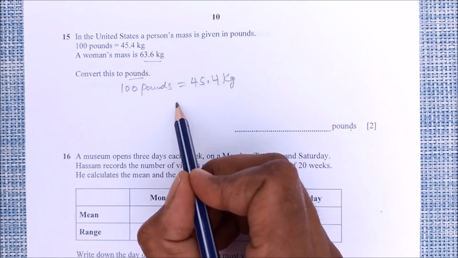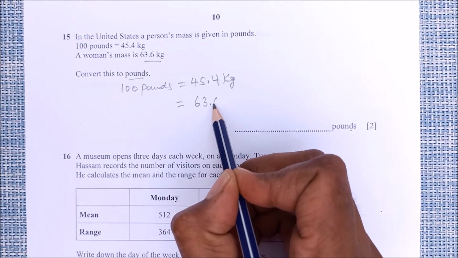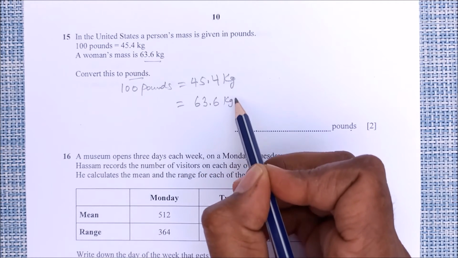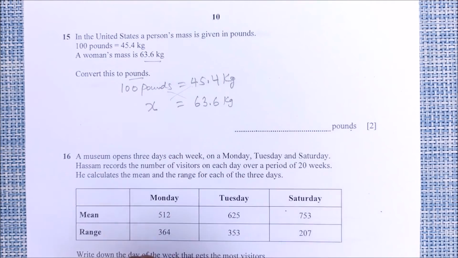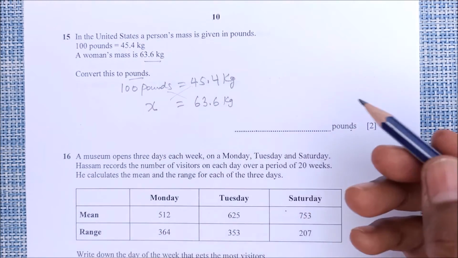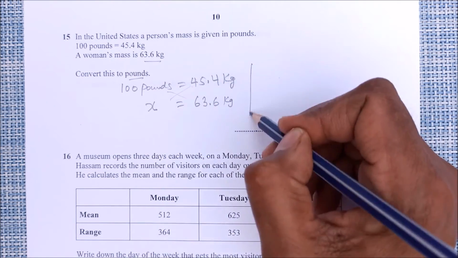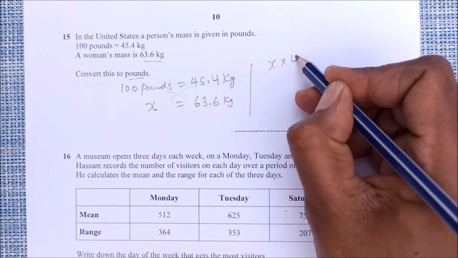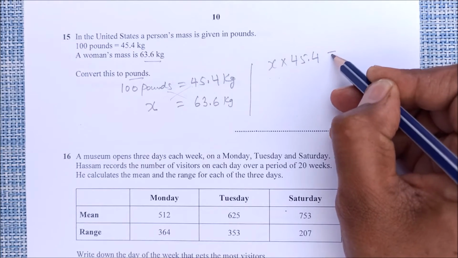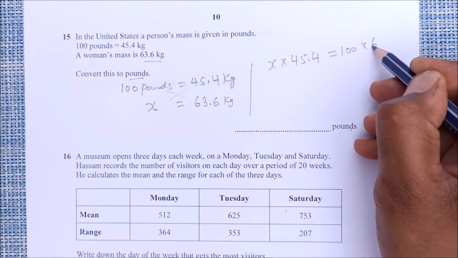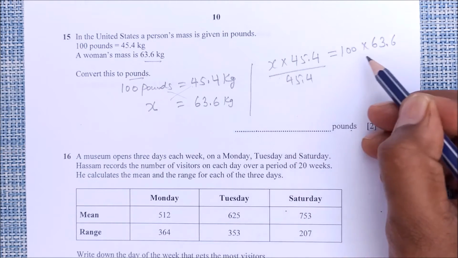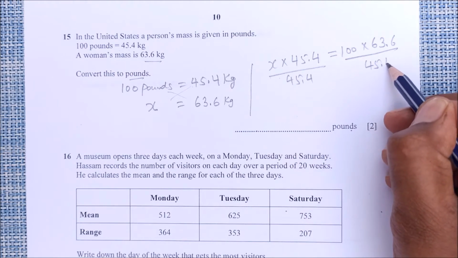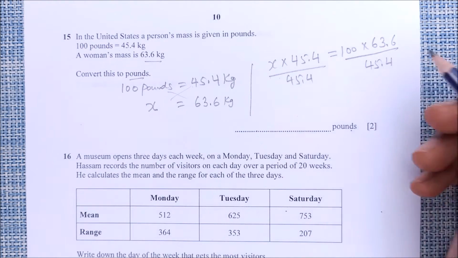So another one, we are given 63.6 kilograms. We will write it in the kilogram column here. So how many pounds? So just cross multiply. When you cross multiply, you will get x times 45.4 equals 100 times 63.6. Divide by 44.4, divide by 44.4. Then you calculate this with the calculator.